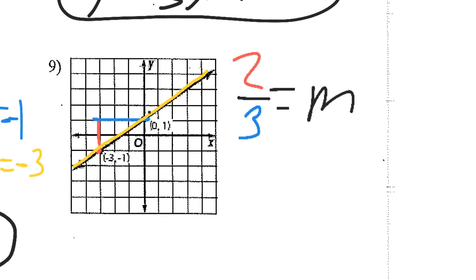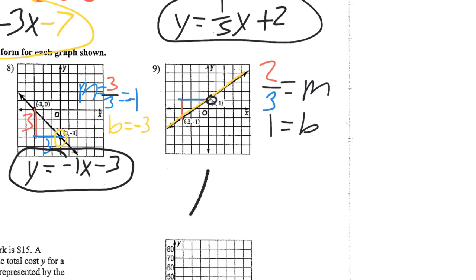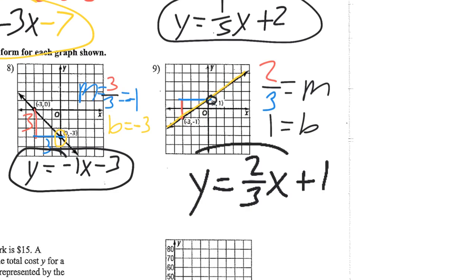So this right here is m. My y-intercept is where I cross on the y-axis. Well, that's crossing at positive 1. So 1 is b, and now I write out the equation. Y equals 2/3 x plus 1, or y equals mx plus b.